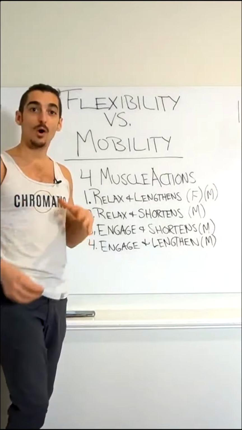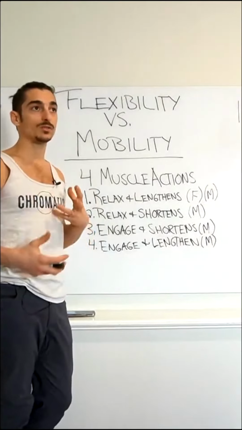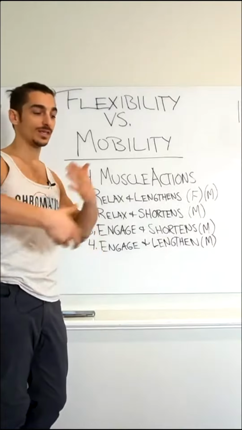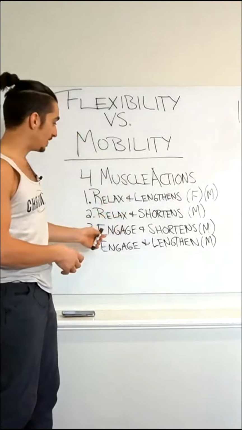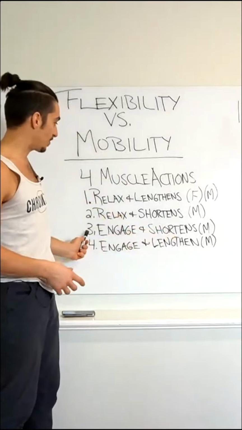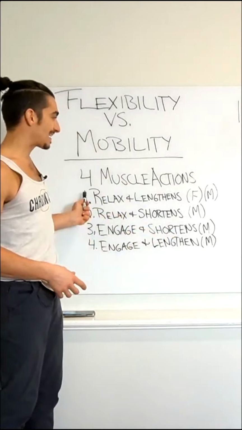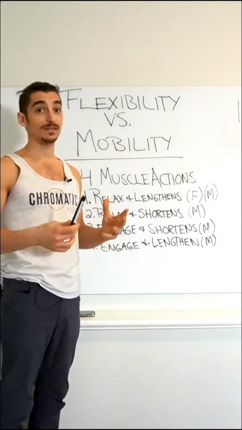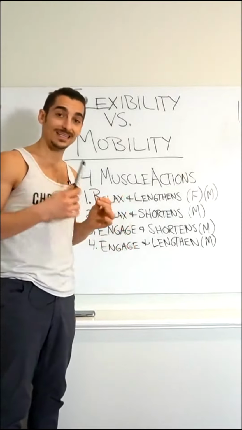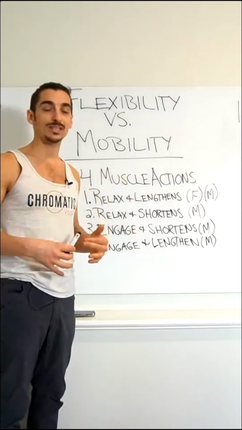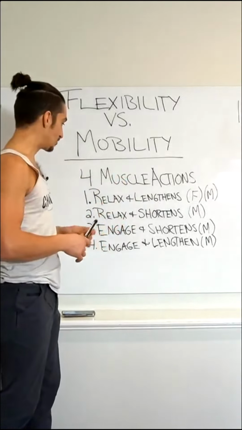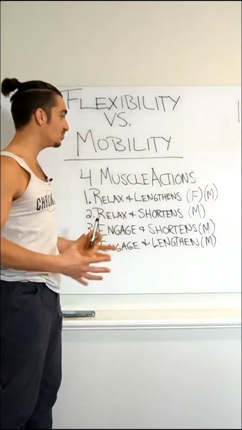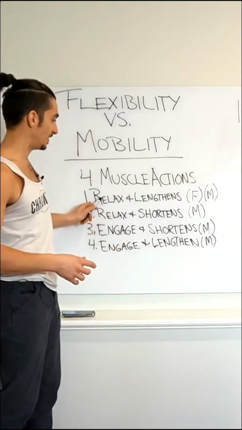So running, all sports, all athletic movement where there is especially speed involved, you're going to have engagement and shortening, number 3 here, and you're also going to have relaxing and lengthening involved. So typically one muscle group engages and shortens, while the opposing muscle group lengthens and relaxes. Now that we have that in place, movement in general requires both of these things.